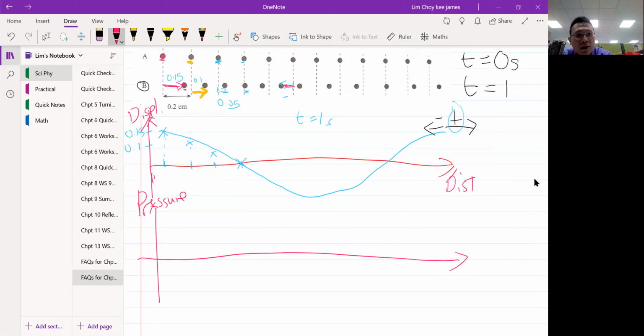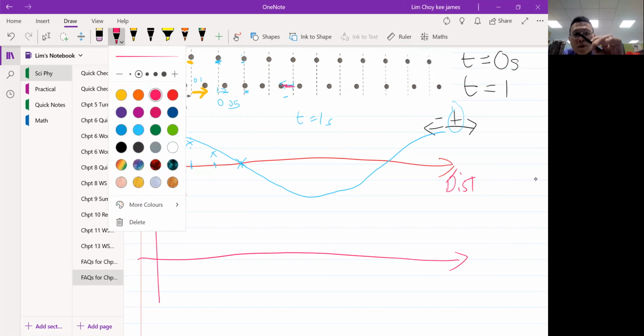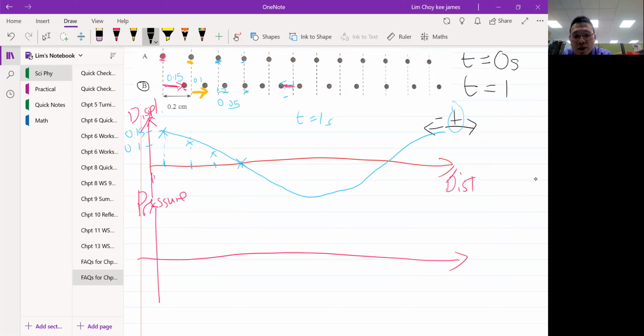Okay, for the pressure distance graph, you have to take note that the convention we use here is that when a particle is at maximum amplitude, when it's being displaced maximum, the pressure it encounters is actually the least pressure, what we call zero pressure.